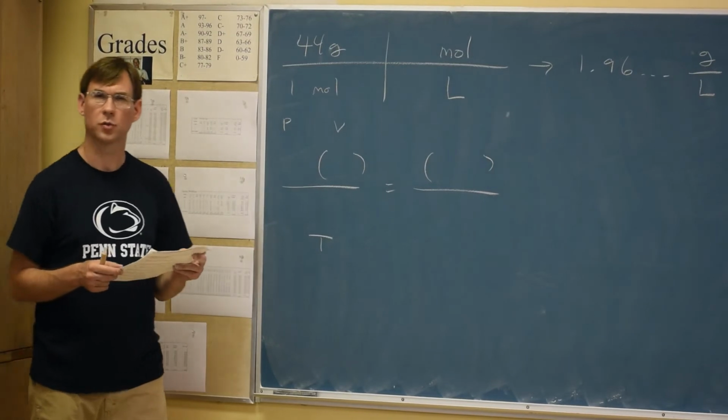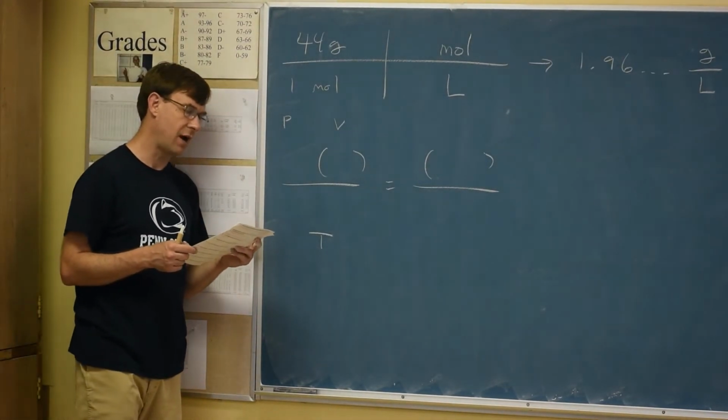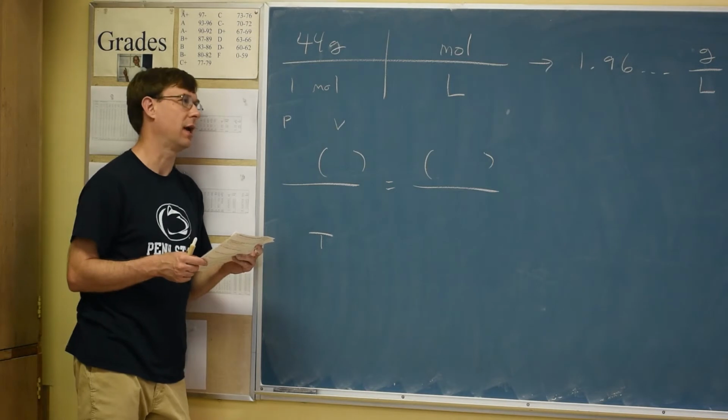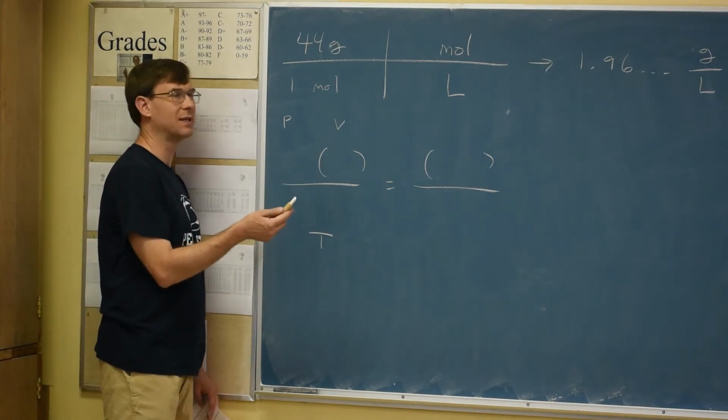142 is probably the worst problem of the test. So 142, we're trying to figure out a density, but not at STP, and that creates a double complication. So the first thing we could do is figure out a normal density, which isn't bad.